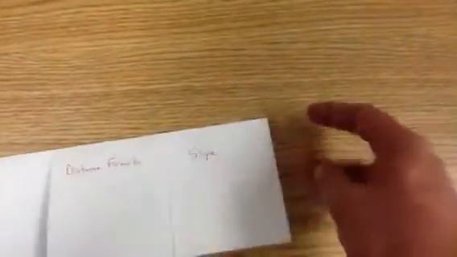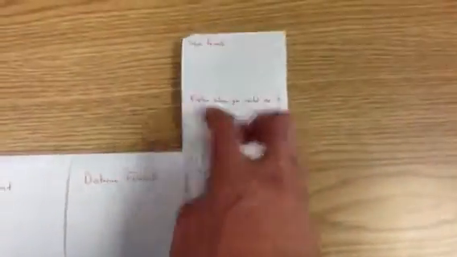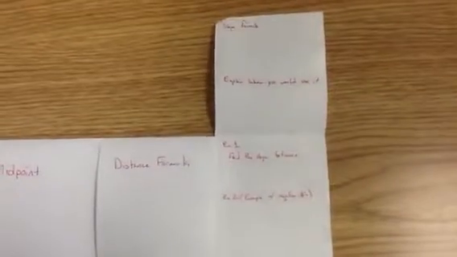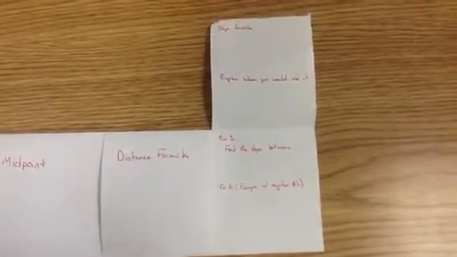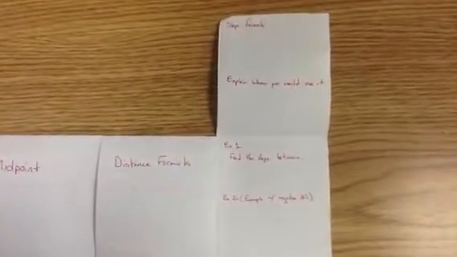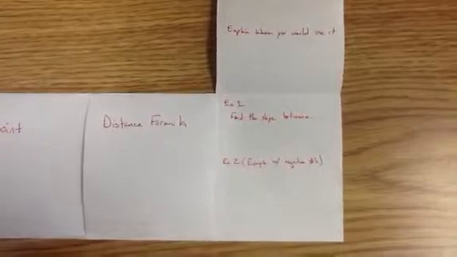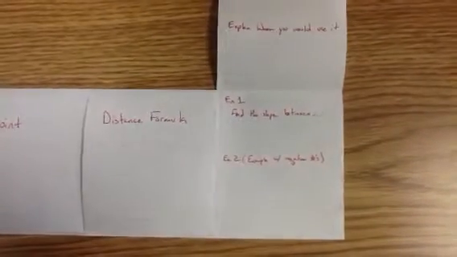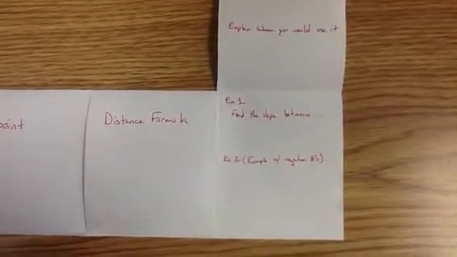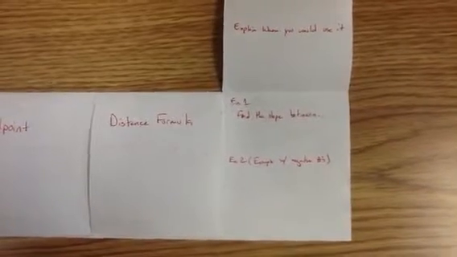For slope, this is not something we're studying right now. However, it's something you should be able to do from Algebra 1 when given 2 points. So on the flap, you're going to give the slope formula, explain when you would use it, find the slope between 2 points for one example, and then a second example where you're finding the slope between 2 points that has some negative numbers in it, just for practice with that.